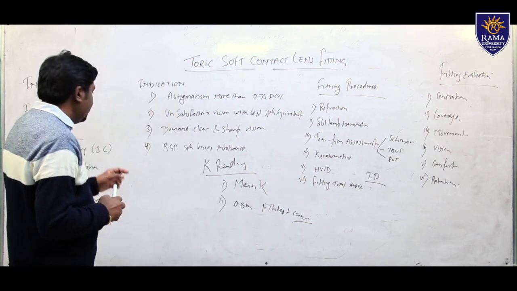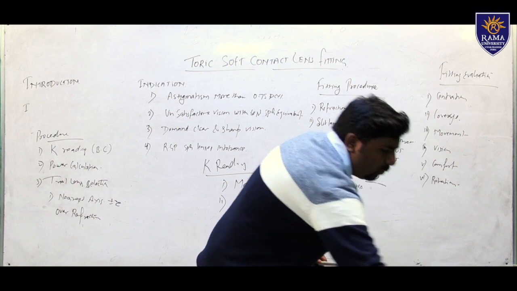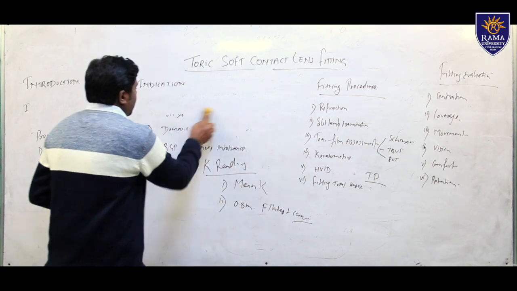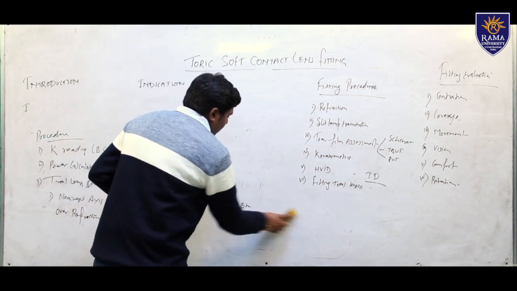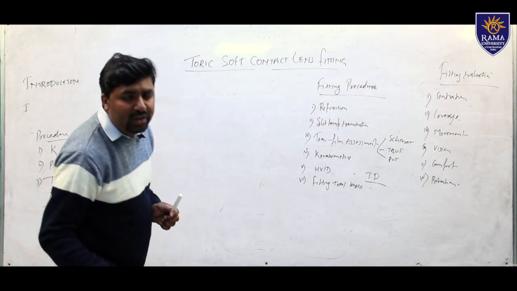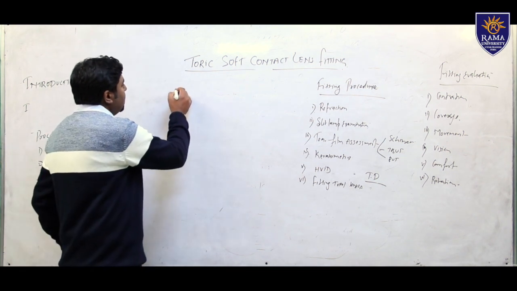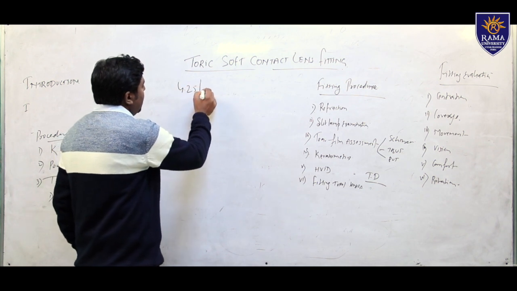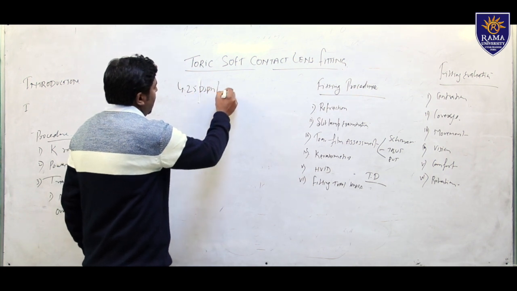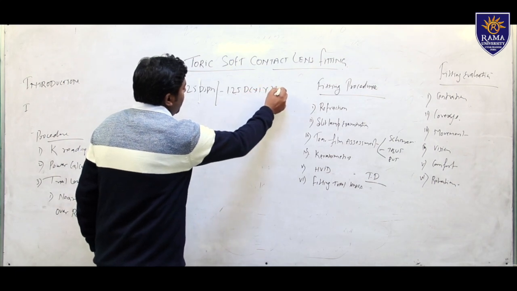And second, we will do the power calculation. For the power calculation in astigmatism, we have a different method. For spherical lenses, we calculate only the spherical power, but for toric lenses we have to calculate both spherical and cylindrical. Suppose a patient has 4.25 diopter spherical and 1.25 diopter cylindrical at the axis of 180 degrees.